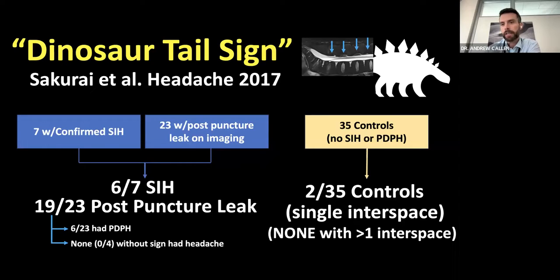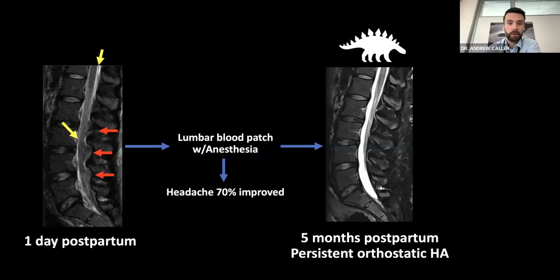So if you see this edema contiguous in more than one interspace, it's worth mentioning in your radiology report. It's possible this is a positive sign in a patient with post-dural puncture headache, and that their imaging is not just negative, right? So let's look at an example of this. This is a woman who was 1 day postpartum, had a ventral epidural fluid collection and a dorsal epidural fluid collection, and had this lumbar epidural edema.